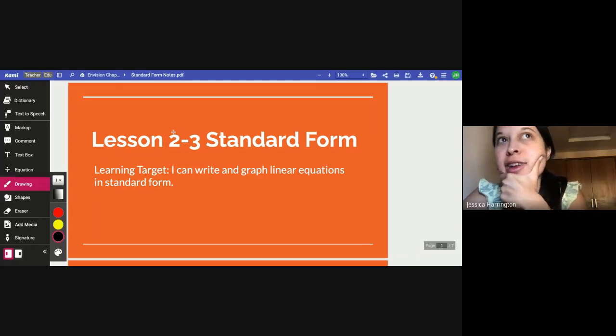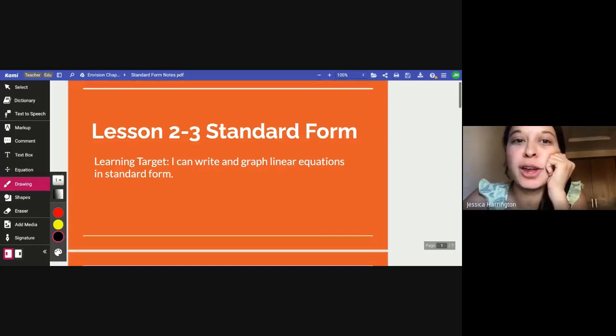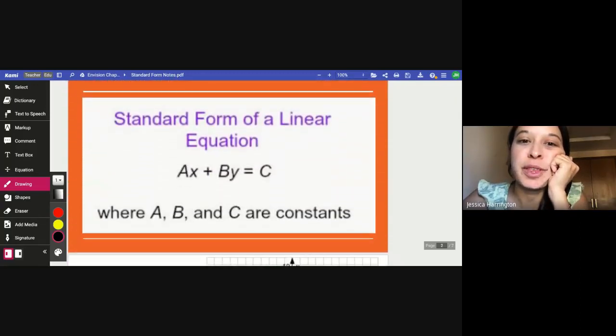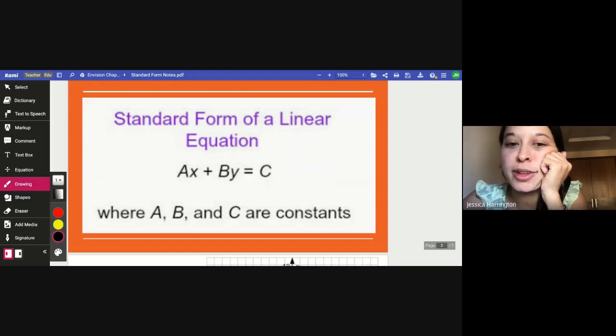You have this thing in standard form and you can't really do anything with it. You have to change it to be able to graph it. So we're going to work with it today. Standard form is just Ax plus By equals C. A, B, and C are just numbers, and then x and y are variables that stay there.